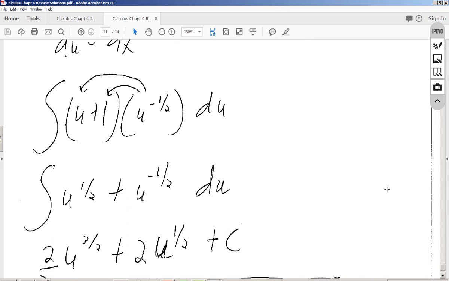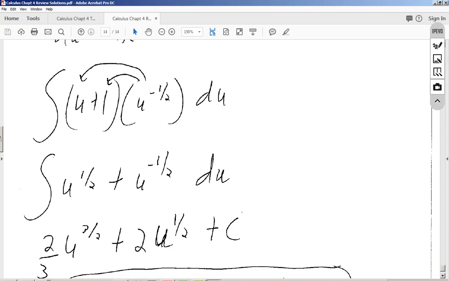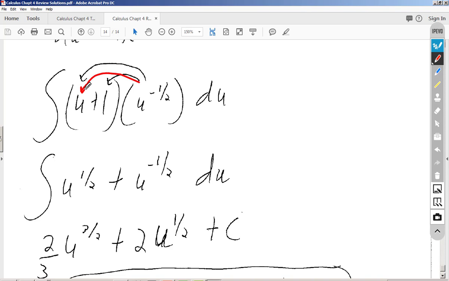Now that I've done that, I'm going to go ahead and distribute my u to the negative 1/2. So I can distribute u to the negative 1/2 to this first term right here. I know that u to the negative 1/2 times u, well, that's u to the 2 halves. So I add my exponents. So there's 2 halves. 2 halves plus negative 1/2 is 1/2. When I distribute it to this last term, I get u to the negative 1/2.